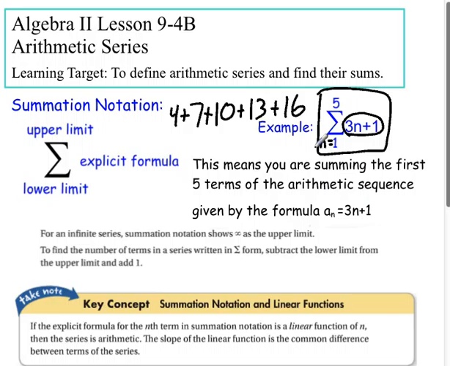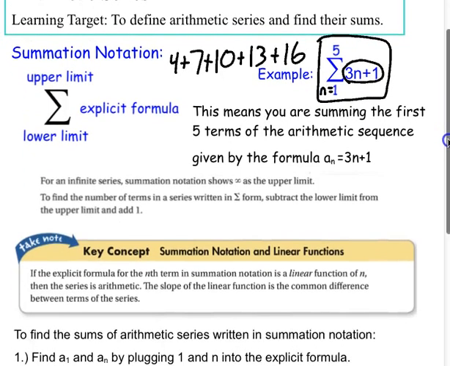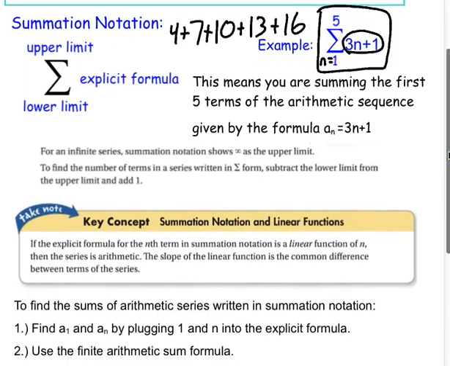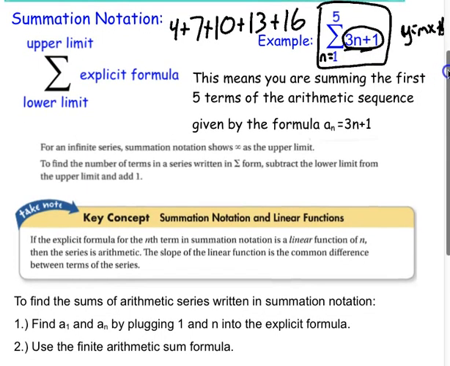As long as it looks like a linear function, notice that form looks a lot like y equals mx plus b, right? So if it's a linear function in there, it means it's going to be arithmetic. So we can still find the sum using the summation formula, but of course now it's going to look a little bit different as we're trying to write out that summation formula.